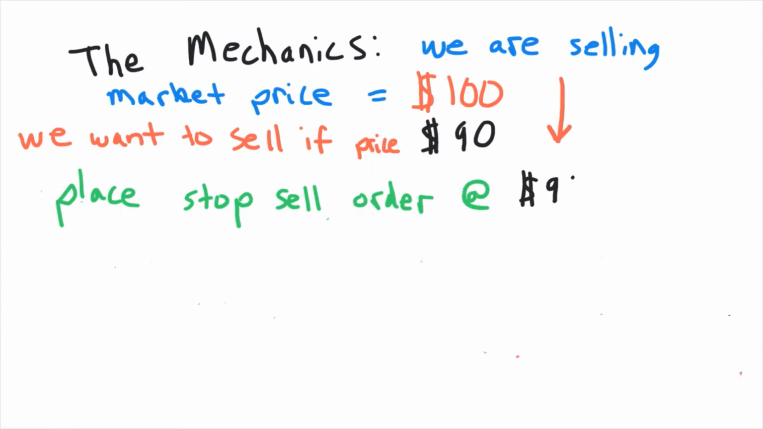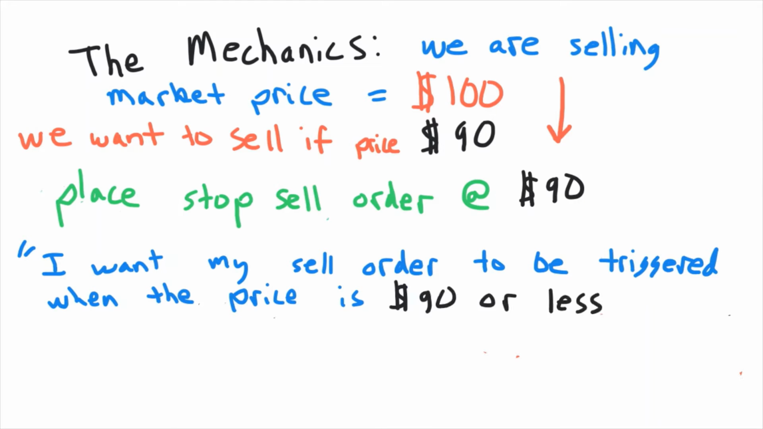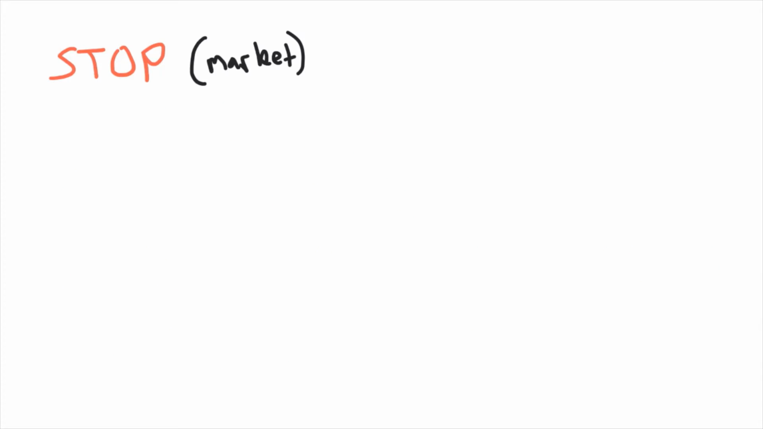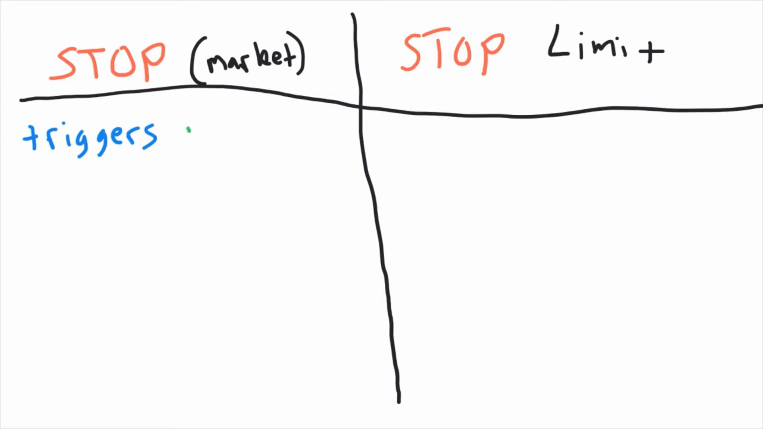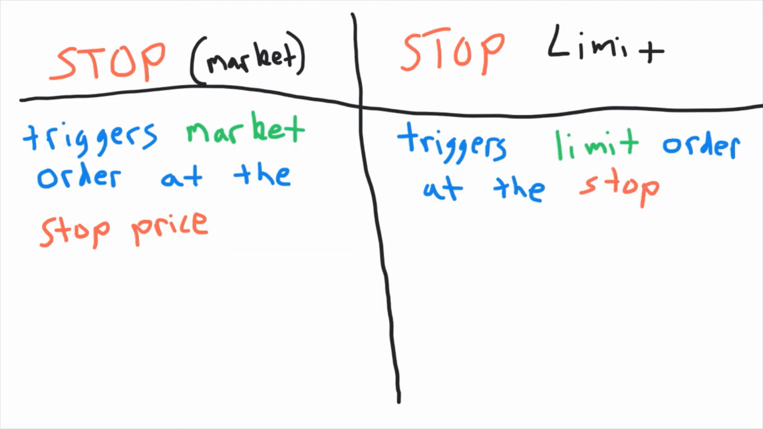So if we place a stop sell order at 90, we're saying I want my sell order to be triggered when the price is 90 or less. So it basically puts a hold on the sell order until it hits the right price, which is our stop price. So let's get deeper into this and compare the two. A stop order triggers a market order at the stop price, while a stop limit order triggers a limit order at the stop price. That's the main difference.